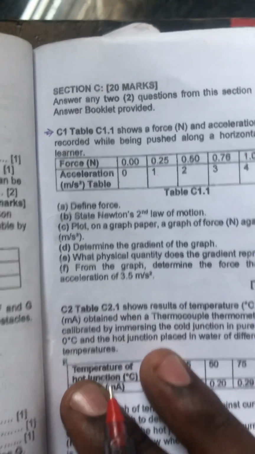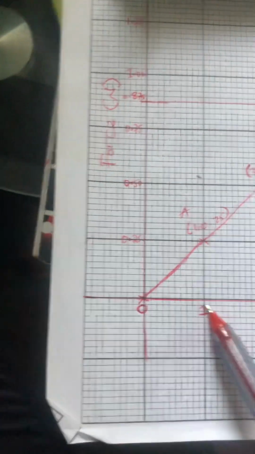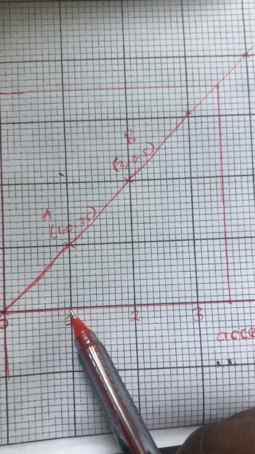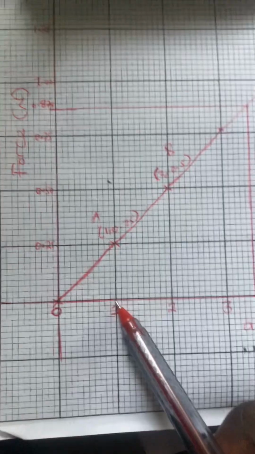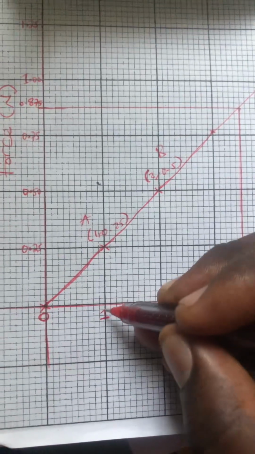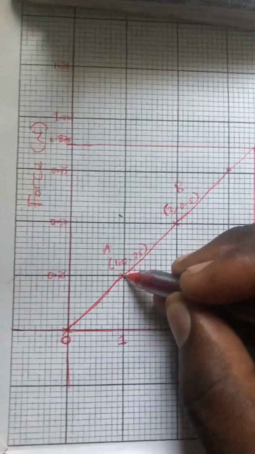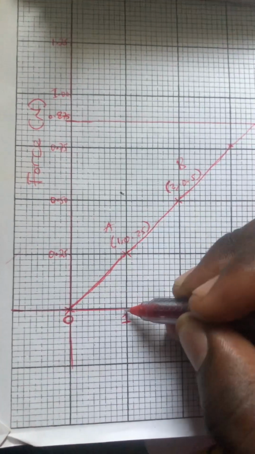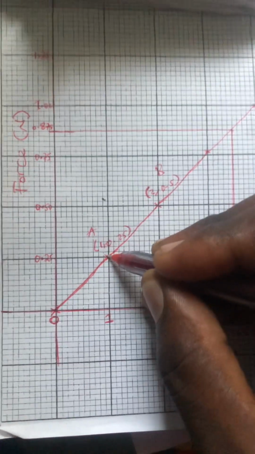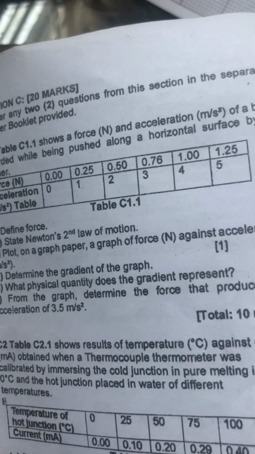So these are coordinates. The one that starts first is the x-axis. So we're going to say 1 comma 0.25. So this is the point. 1 comma 0.25. This is the point.